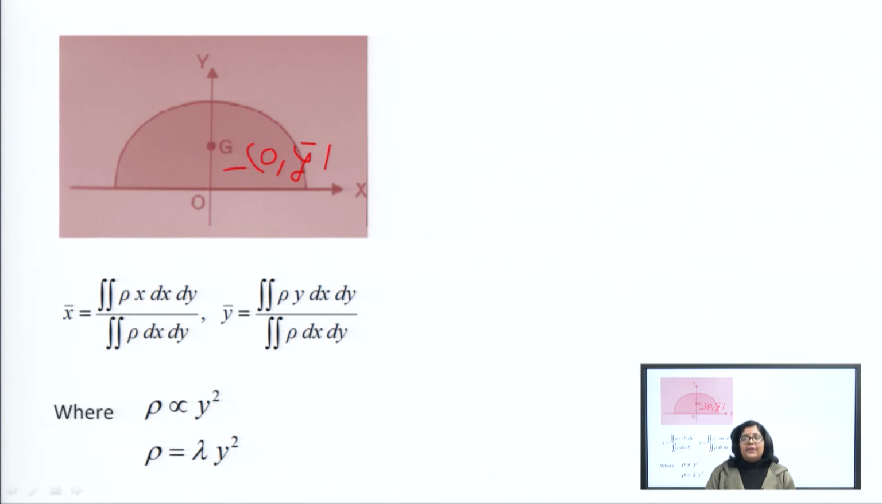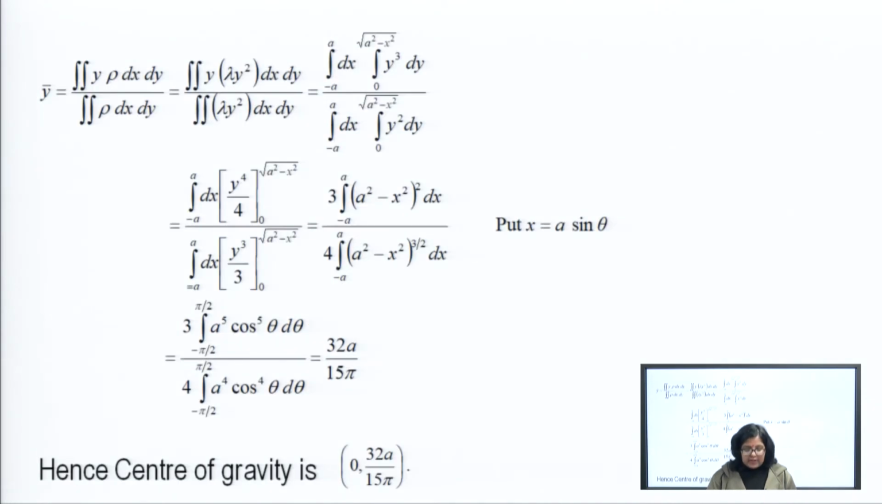For solving such equations, always write the formula first. The formula of x bar is double integration rho x dx dy upon double integration rho dx dy, and y bar is equal to double integration rho y dx dy upon double integration rho dx dy. So, x bar is 0 and we find the value of y bar. Here density is proportional to the square of the distance from the diameter, so rho is proportional to y square, rho is equal to k y square. So, put the values in the equation.